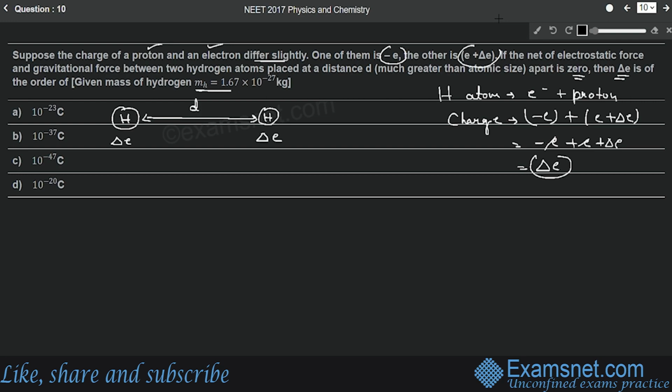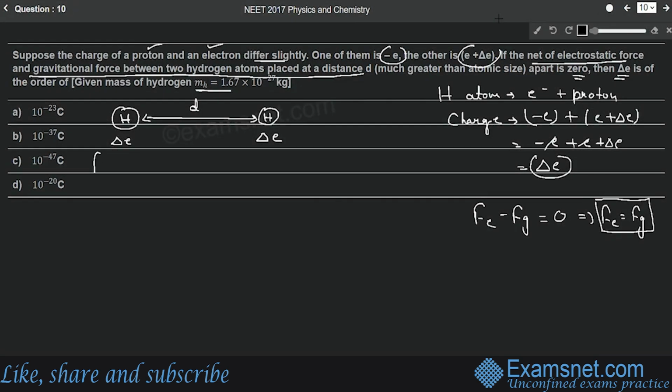Now, the most important line of this question is that the net of electrostatic force and gravitational force between two hydrogen atoms placed at a distance d apart is 0. That means the difference of electrostatic force and gravitational force will be 0. So electrostatic force minus gravitational force, or gravitational force minus electrostatic force, will be 0. What does this imply? It implies that the electrostatic force will be equal to the gravitational force. So let's find the electrostatic force and gravitational force and then equate them.